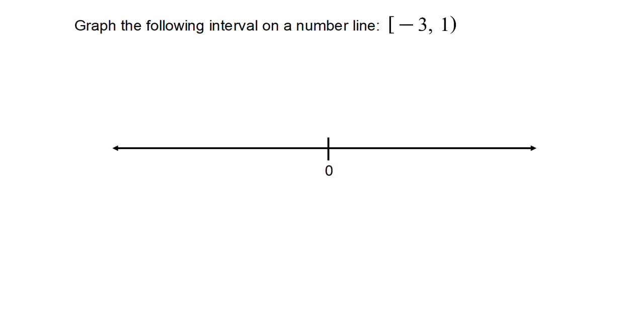The same thing's going on here. We want all the numbers from negative 3, which is to the left of 0, to 1, which is to the right of 0. The negative 3 should be a closed circle, whereas the 1 should be an open circle. The negative 3 is closed because of the bracket, and the 1 is open because of the parenthesis. We want the numbers between negative 3 and 1, so we'll just connect them like that.